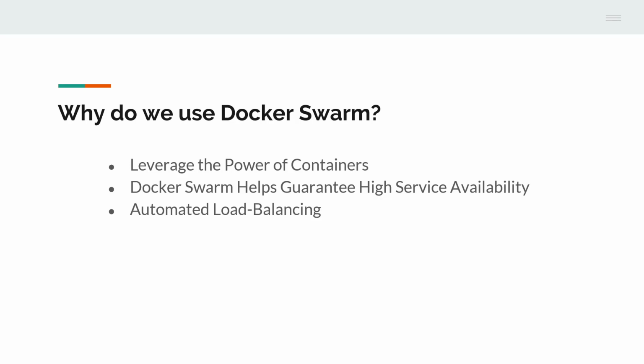The next point is that Docker Swarm helps guarantee high service availability. Docker Swarm is designed in such a way that it must have a Swarm manager that can assign all the tasks to multiple worker nodes. By implementing multiple workers and managers, developers ensure that the application stack or the system can still continue to function even if one of the managers or one of the worker nodes fails. We are going to see in the demo section how we achieve high availability.